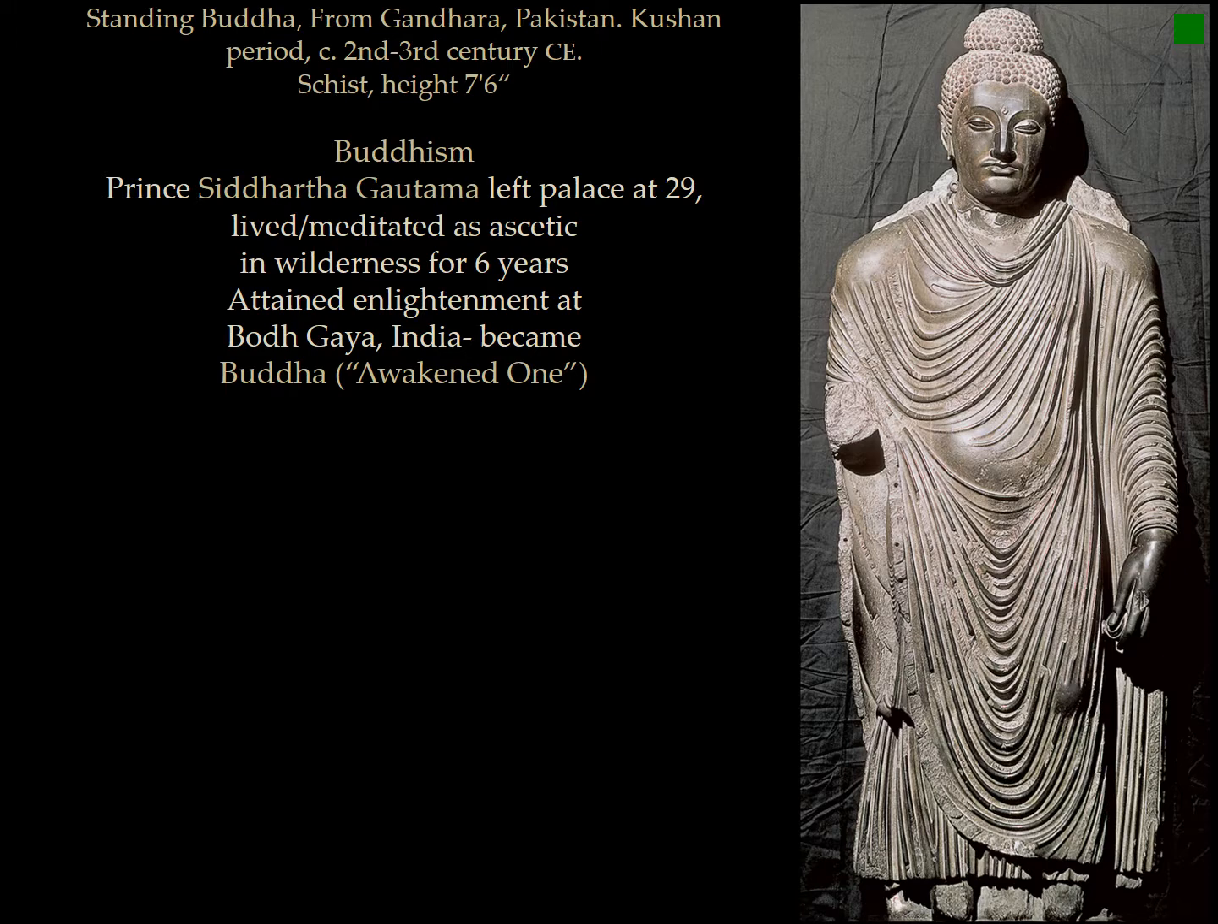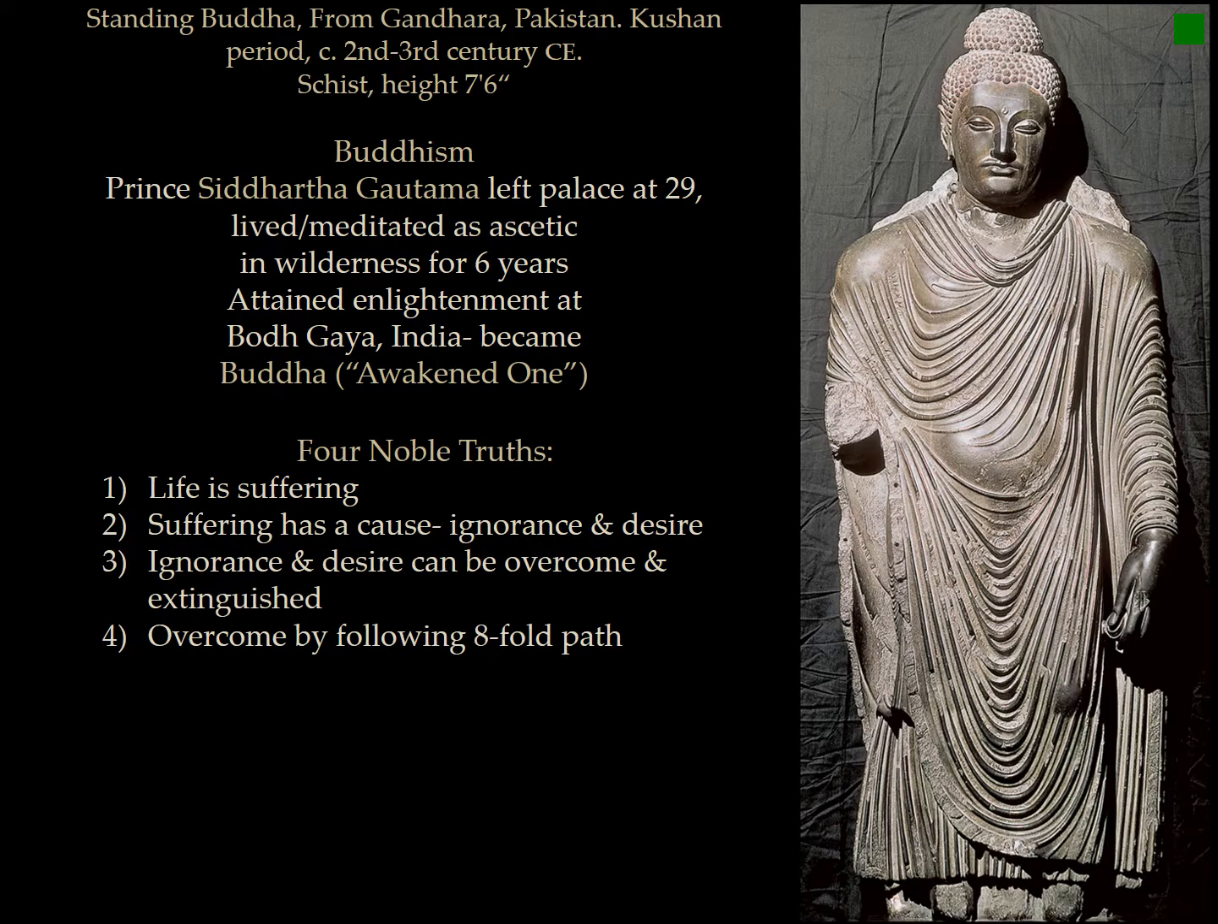Now, before continuing on, we should discuss how Buddhism emerges and what the central tenets of the religion are. First, we should note that Prince Siddhartha Gautama left his palace as a member of the royal family at the age of 29. He then lived and meditated as an ascetic in the wilderness for 6 years, attaining enlightenment at Bodh Gaya in India, where he became Buddha, capital B, which is known as the Awakened One. He then spread 4 noble truths.